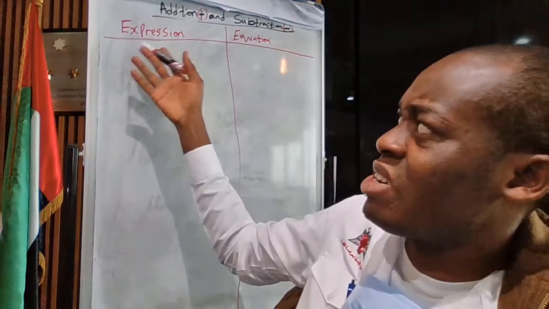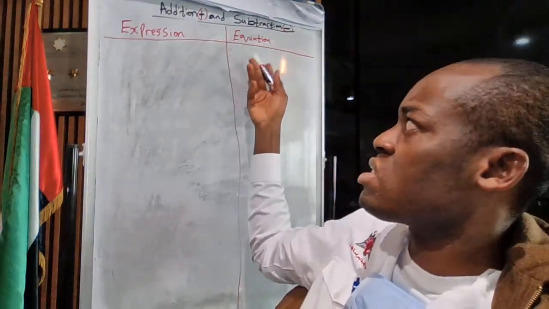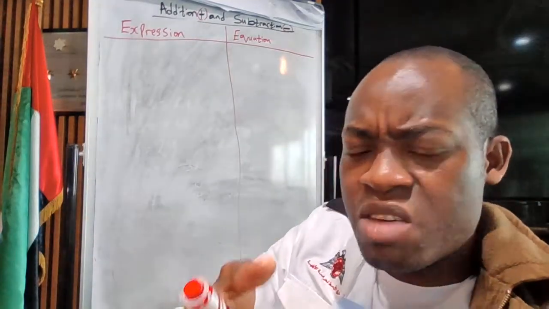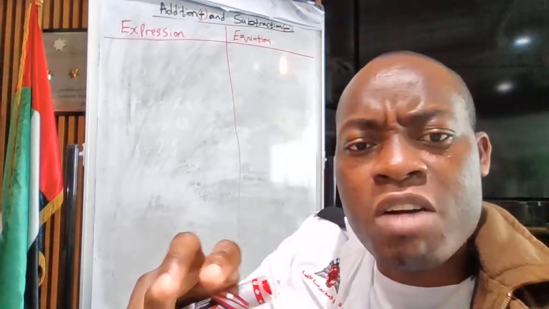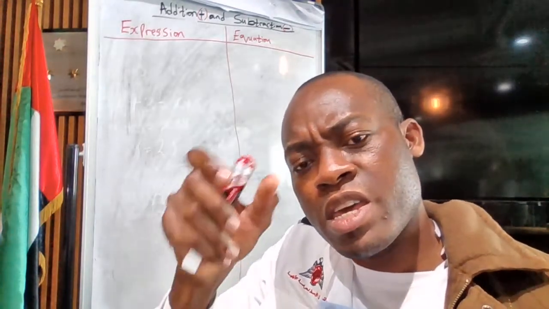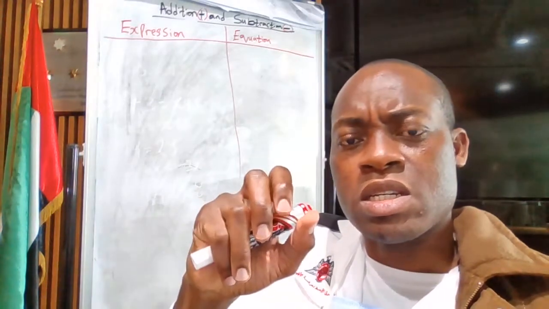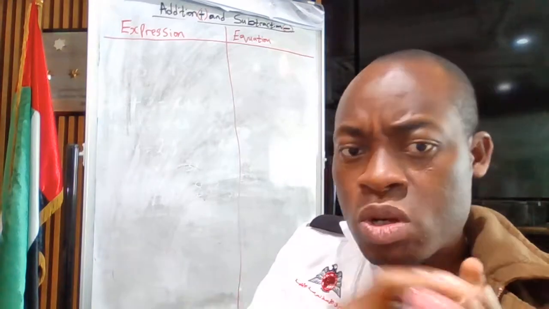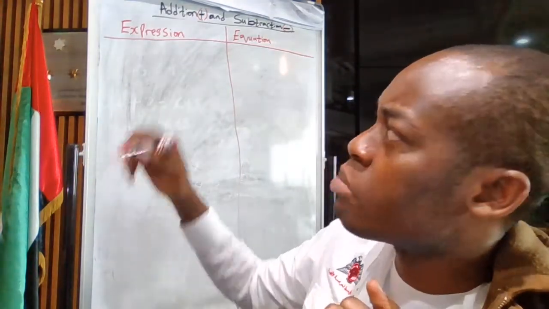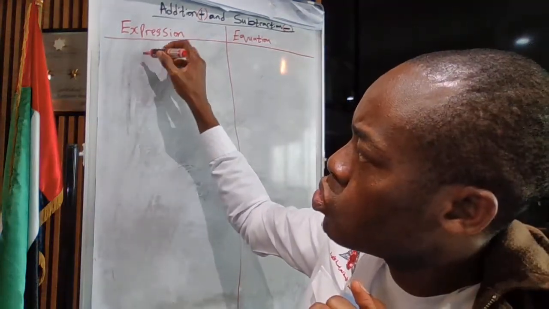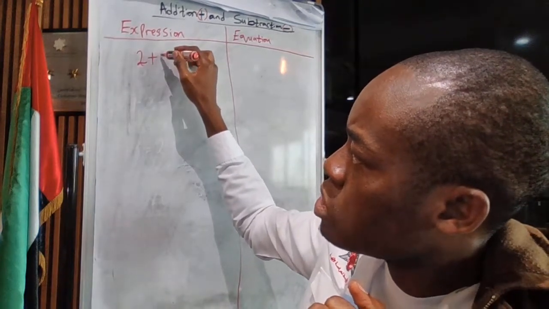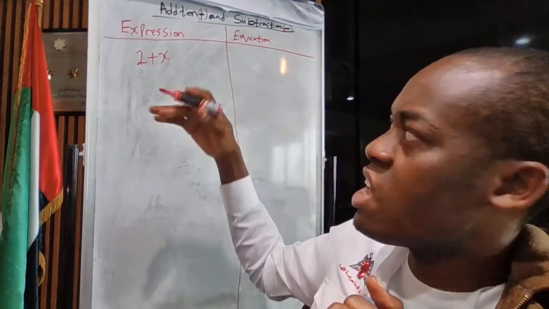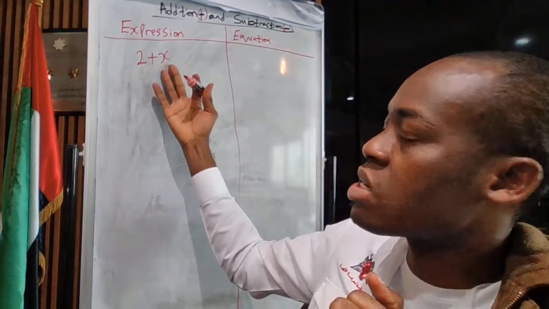So under expression, when you say expression, and this is equation, expression is just a given question that doesn't have two sides. That is, an expression only has one side. Let's take for example 2 plus x. If you are to solve 2 plus x, the answer still remains as 2 plus x.